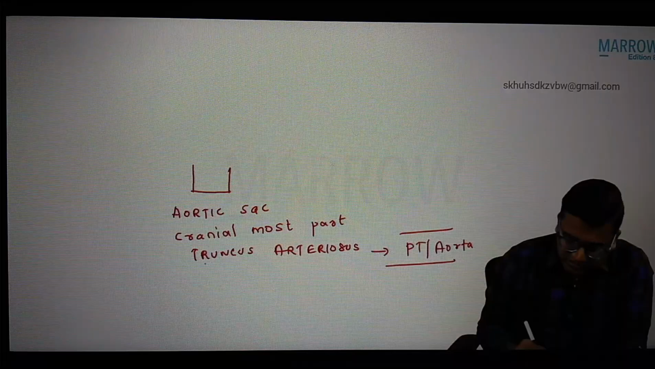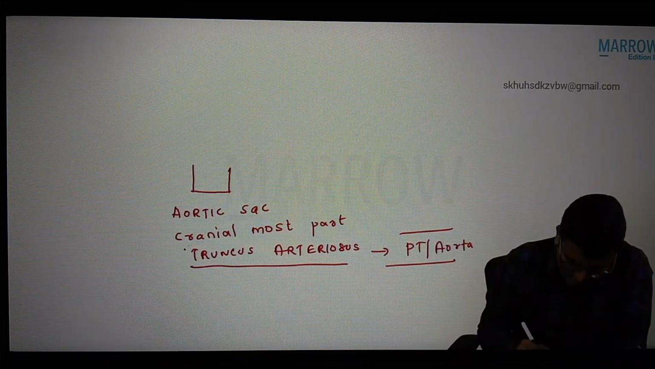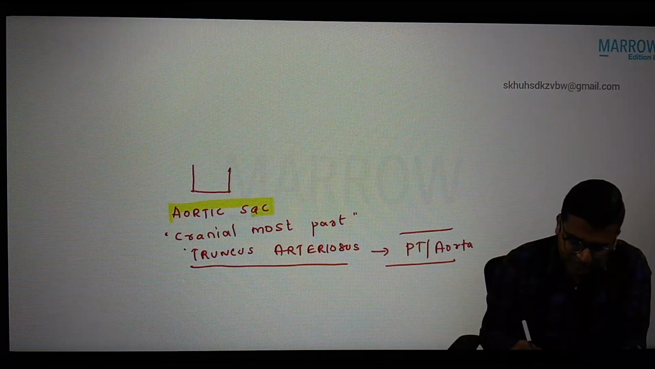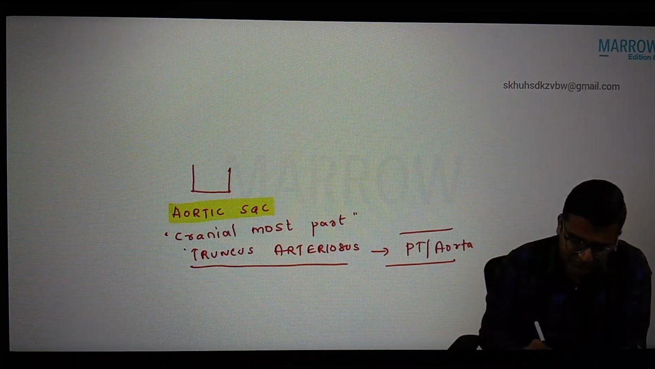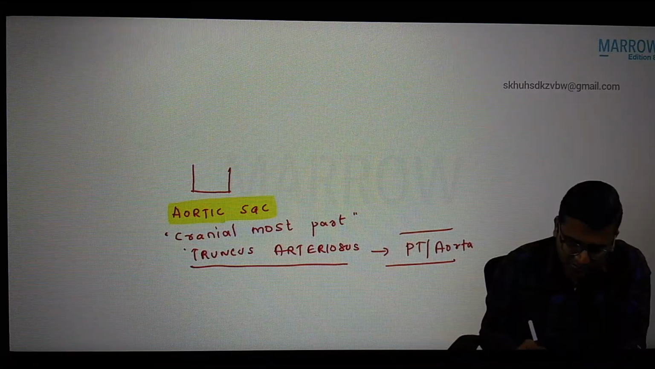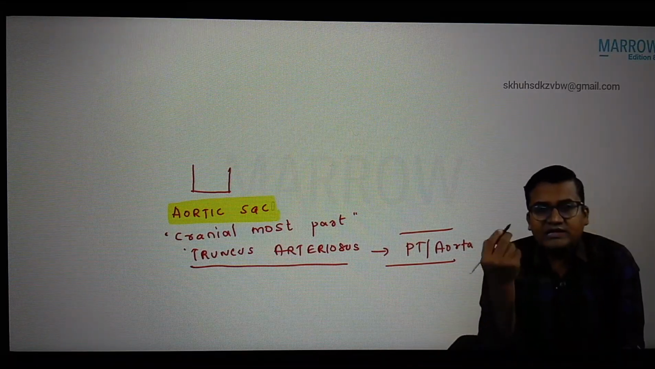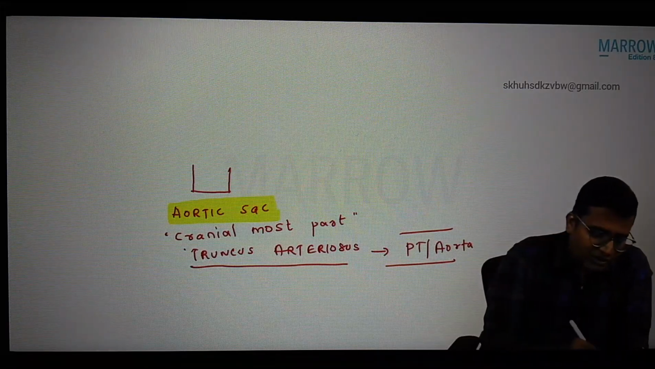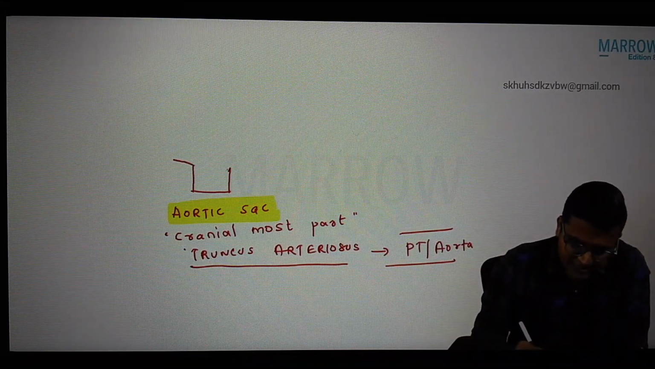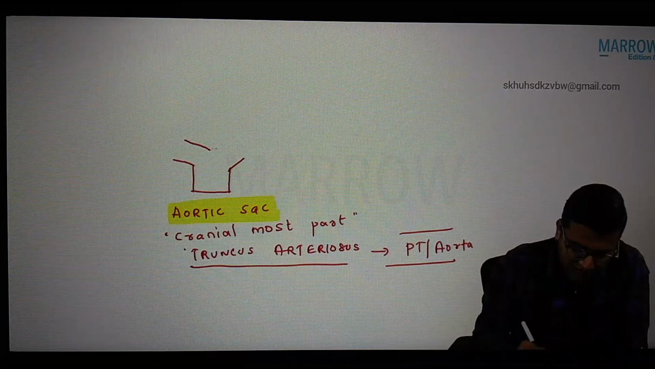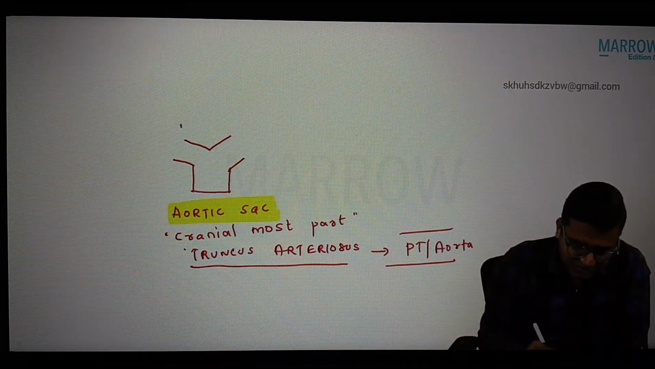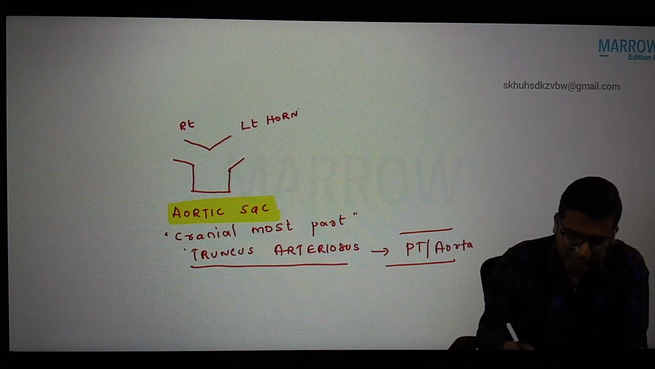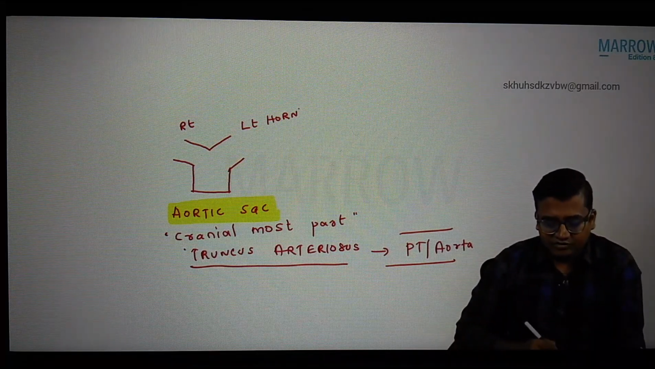Now, in the truncus arteriosus, the cranial most part is called the aortic sac. That is the point I am saying now. So now I have added one part called the aortic sac, the cranial most part of the truncus arteriosus. Okay. Now this aortic sac is divided into a right horn and a left horn. For example, this is the right horn, and this is the left horn. So we have the right horn and the left horn of the aortic sac.